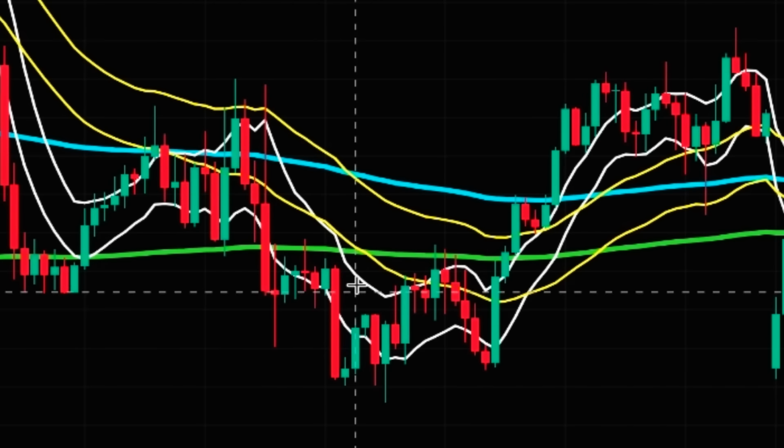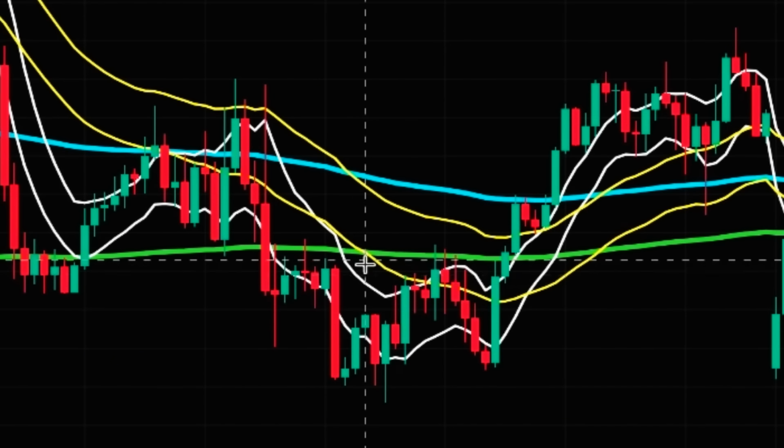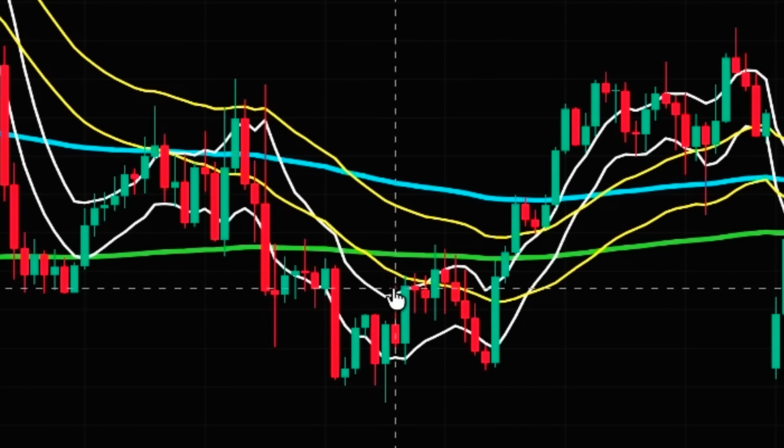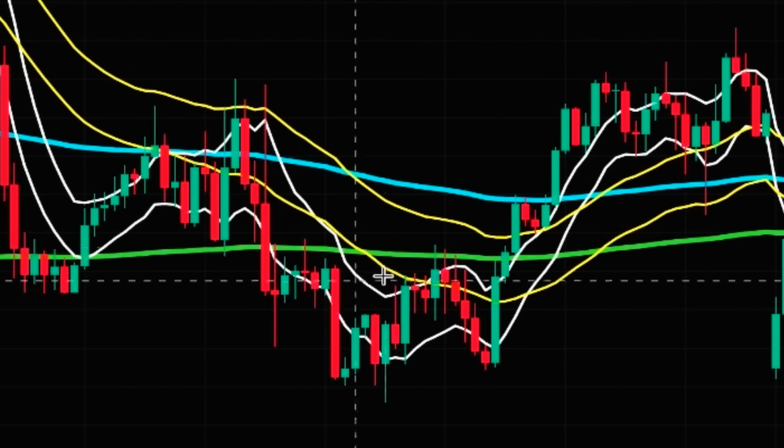Here at this point, you can see that the white channel is completely below the yellow channel, but we must have both of the white channel and yellow channel below the green line and blue line, and the blue line must also be below the green line in this case when we are entering a short position. In this case, you can see that it didn't happen.